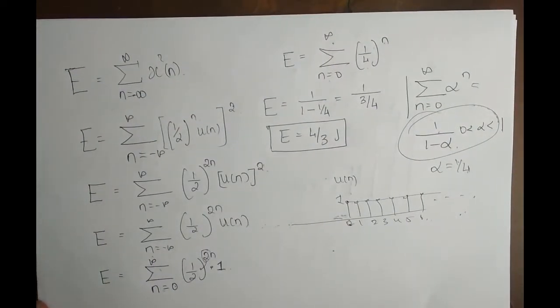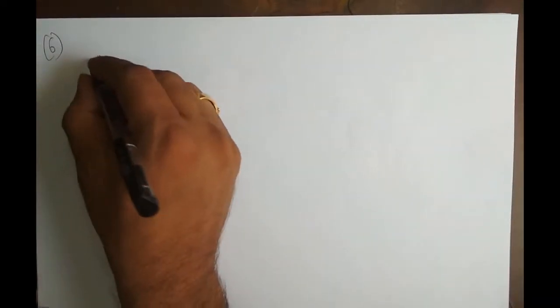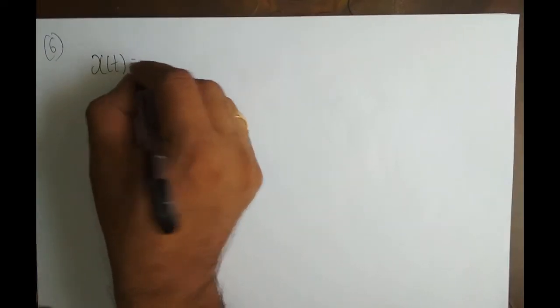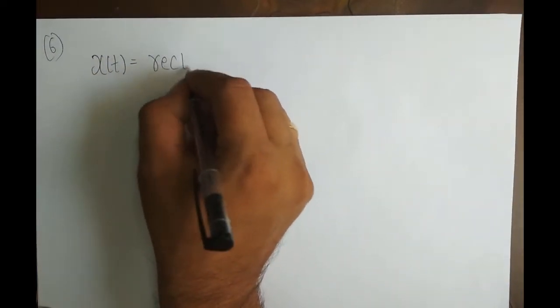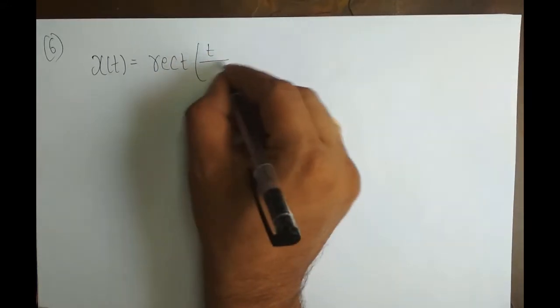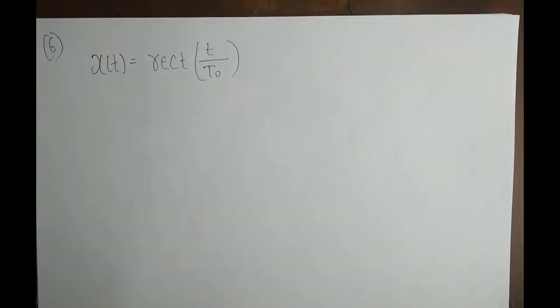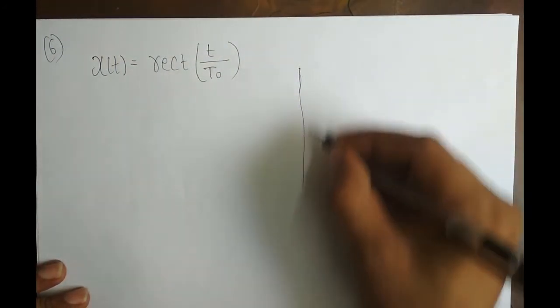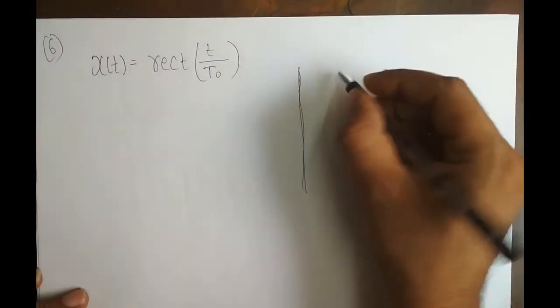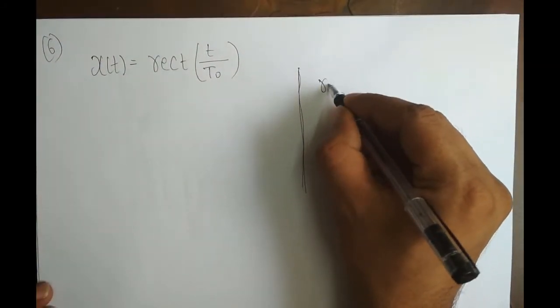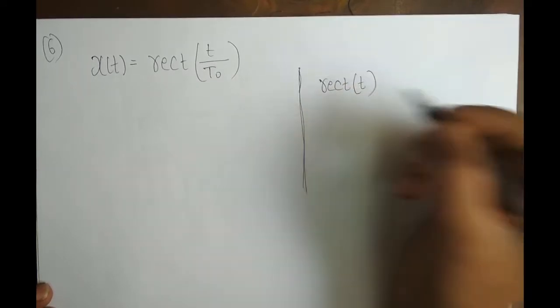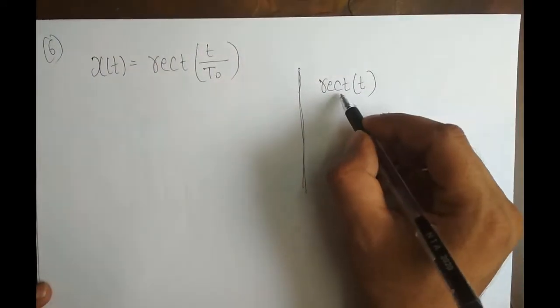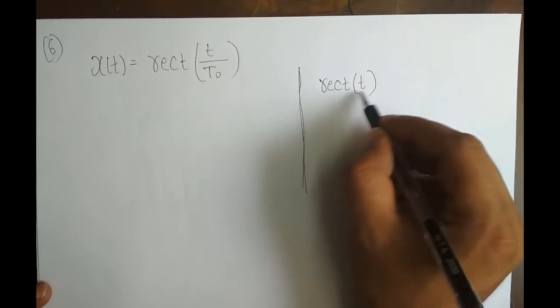Okay, so we'll take up one more problem, problem number 6. X of t is equal to RECT of t by t naught. RECT of t by t naught. So before we solve the problem, we have to see what is RECT of t. It's a rectangular pulse. RECT is a rectangular pulse, and this is a standard signal.